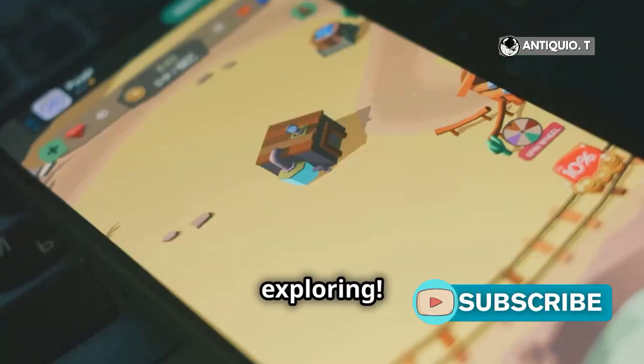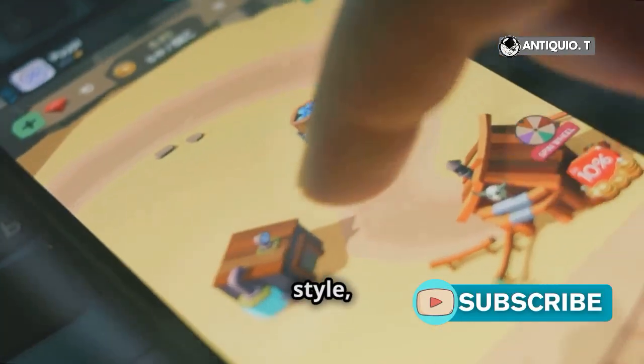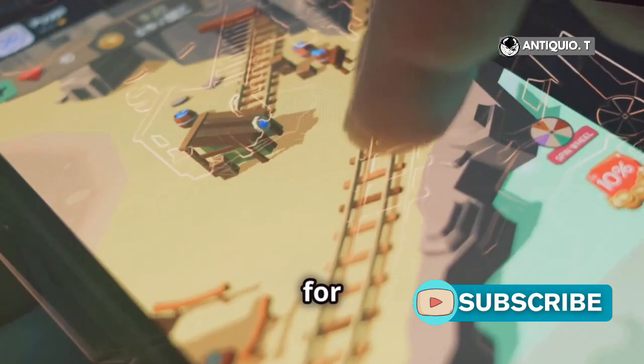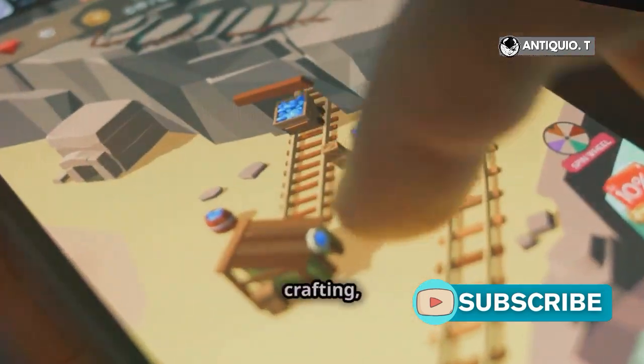Enjoy exploring. And remember, if Optifine is more your style, follow similar steps for an equally stunning result. Happy crafting, everyone!